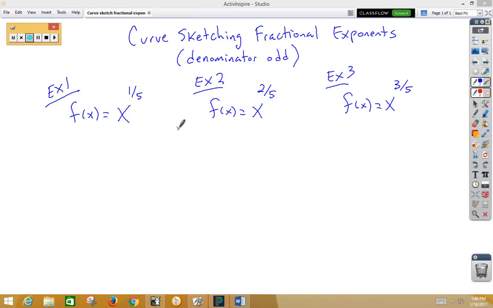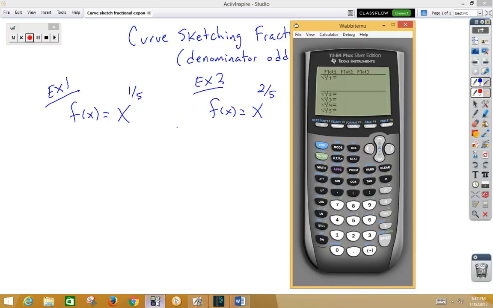In this video, we're going to take a look at what happens when we try to do curve sketching with fractional exponents with the denominator being odd. And the first thing we're going to do is investigate these on our graphing calculator. So if we pull up our graphing calculator and we go to y equals, and let's go ahead and type in x to the 1/5.